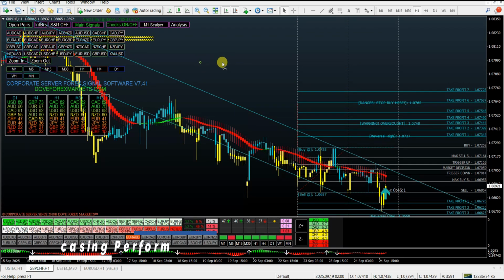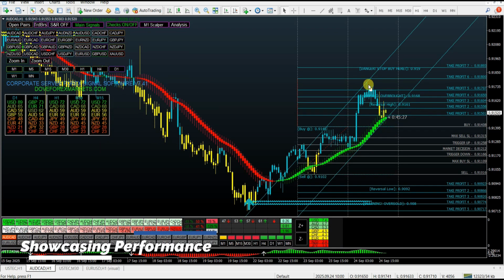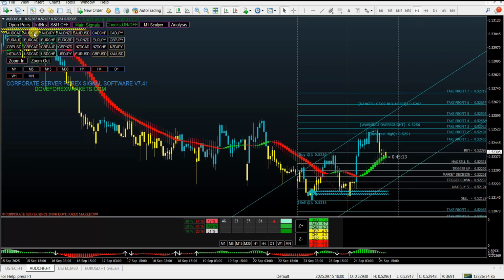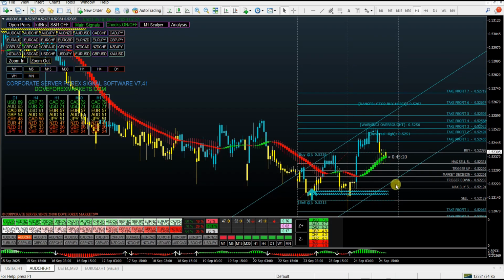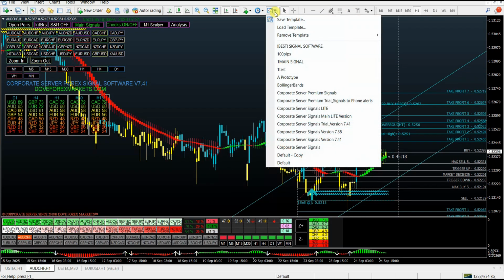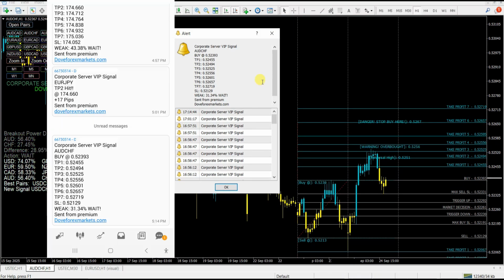Let's go through just to look at how it's been performing today. We take profit number 5 there. Let's go on. You can see that one. We take profit somewhere there. Let me just utilize the premium template which sends signals. That signal came to my phone already. So that's how it actually works.